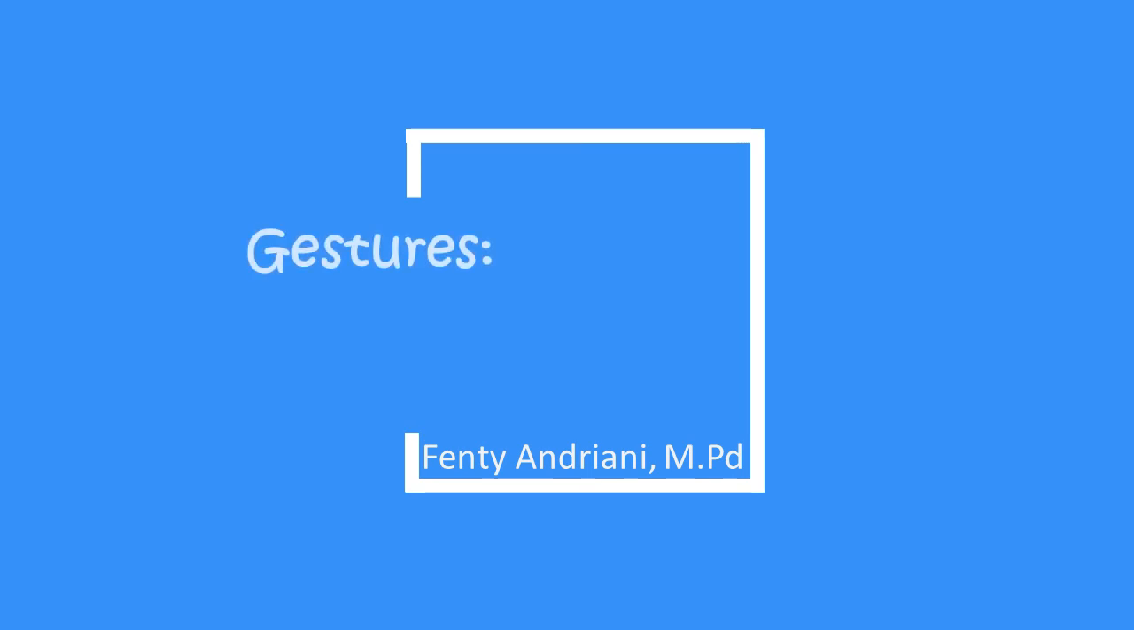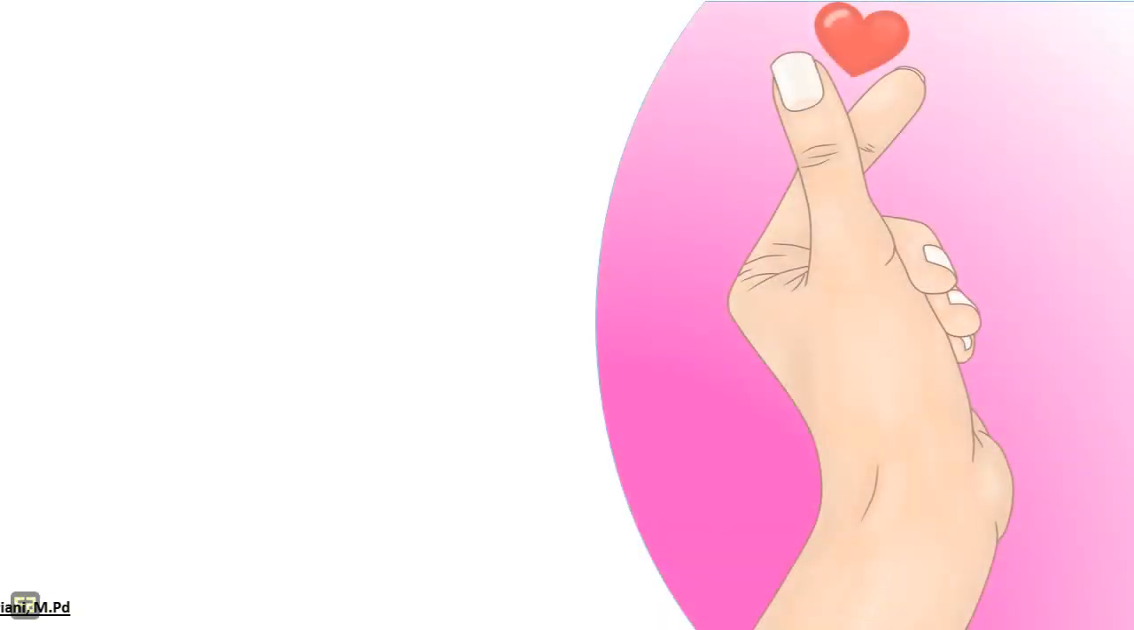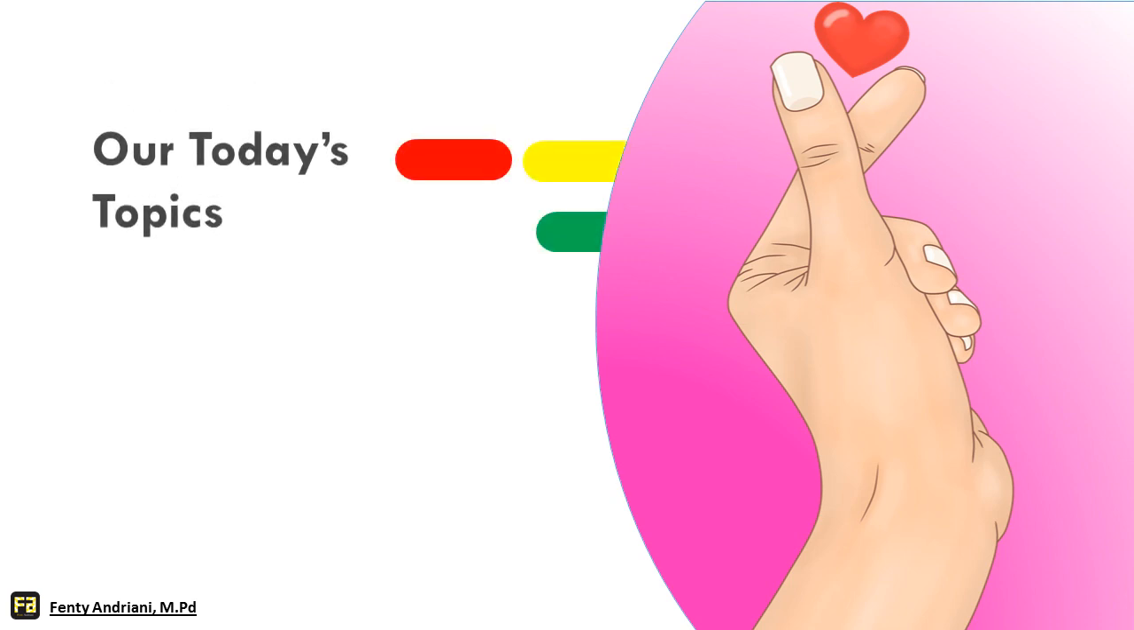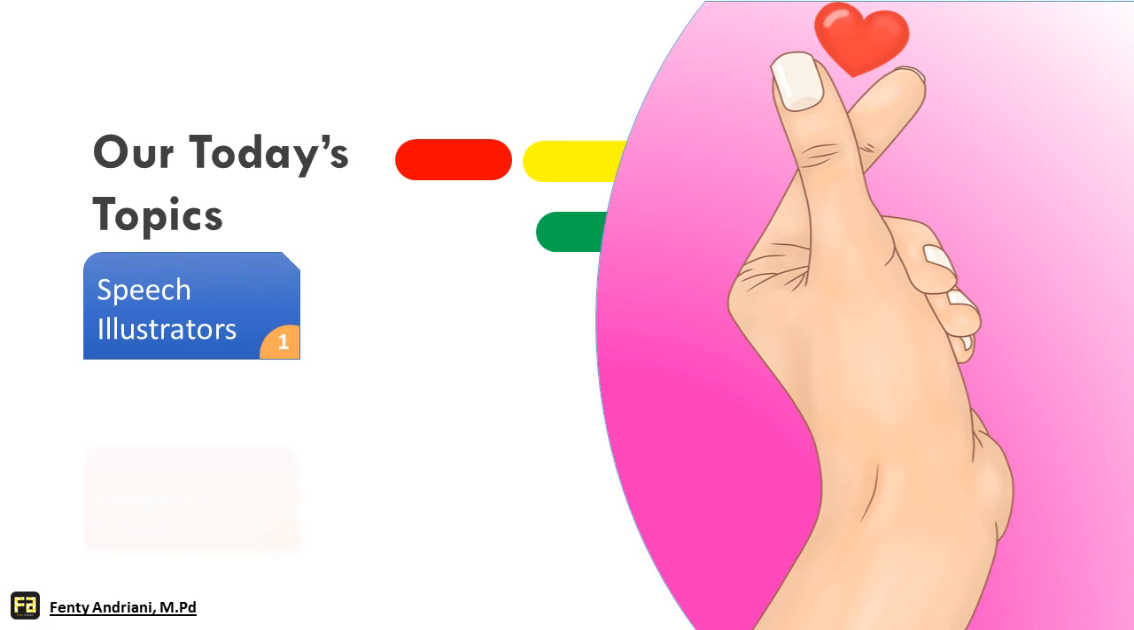In this video, we are gonna learn gestures, speech illustrators, and emblems. Most of us use our hands and arms when we are telling a story or maybe explaining something, and this is called gesturing. It is one part of nonverbal communication. Gestures usually fall into two categories: speech illustrators and emblems. And they are gonna be our today's topics.